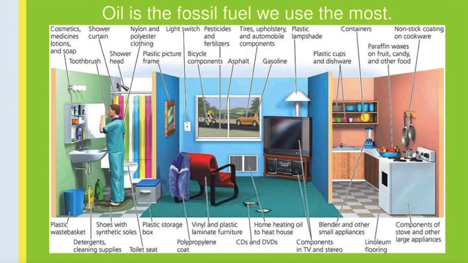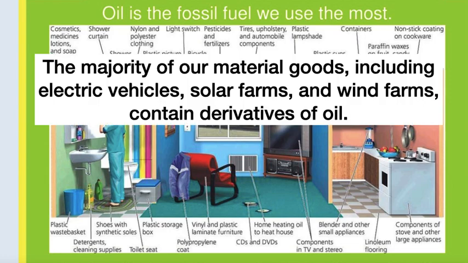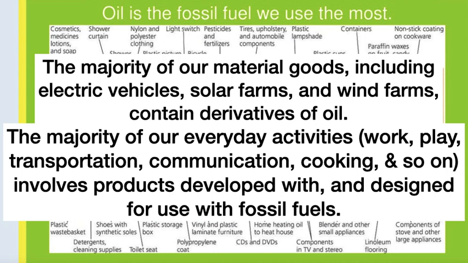Oil is the fossil fuel that we use the most. Here's an old graphic that shows that in fact the majority of our material goods, I would say including electric vehicles and solar farms and wind farms, the majority of our material culture contains derivatives of oil. And the majority of our everyday activities, whether we're working, maybe we're driving a semi-truck that's diesel powered, or a train that is diesel powered, or a cargo ship that is diesel powered, or we're just driving to work. The vast majority of our transportation is done through some type of combustion engines.